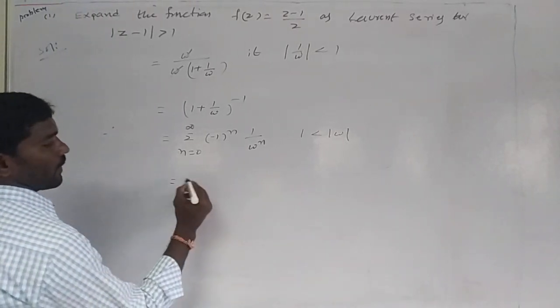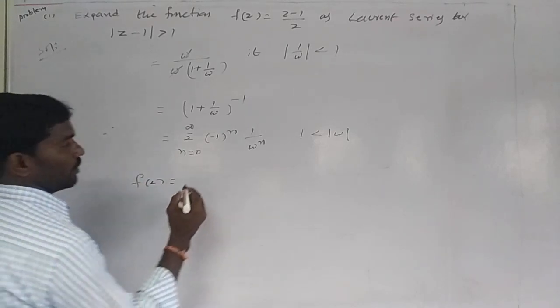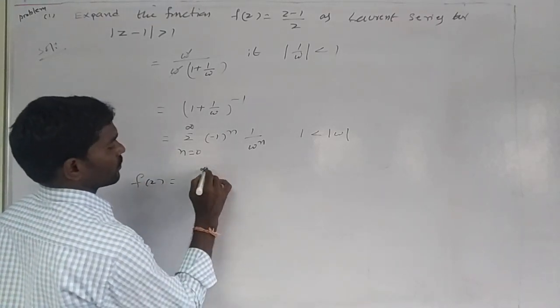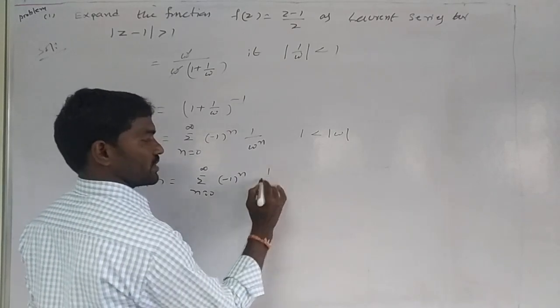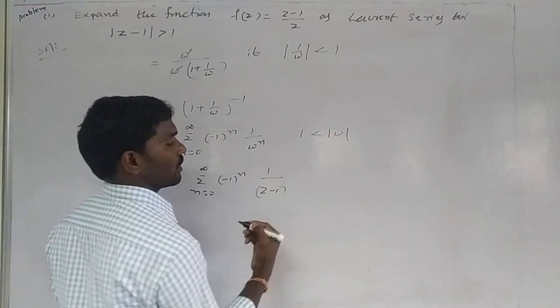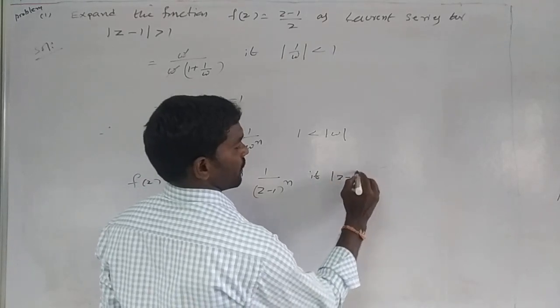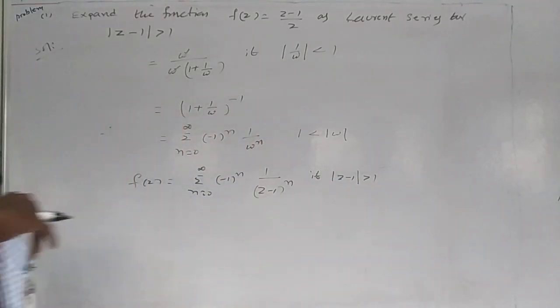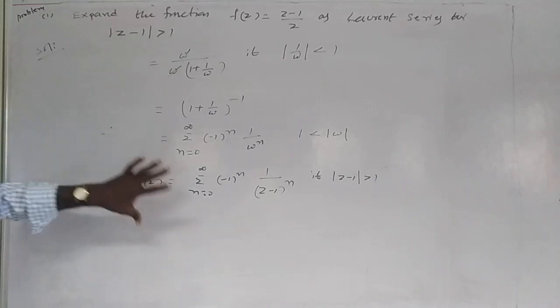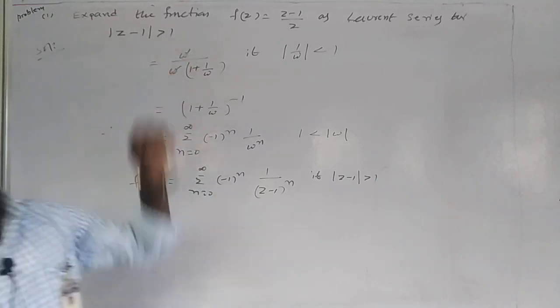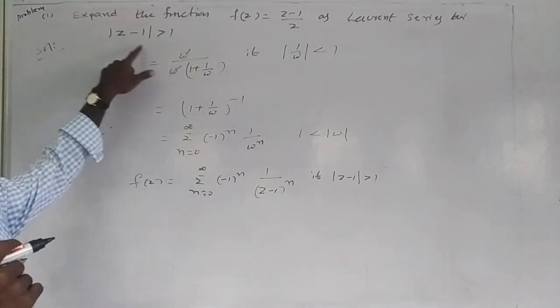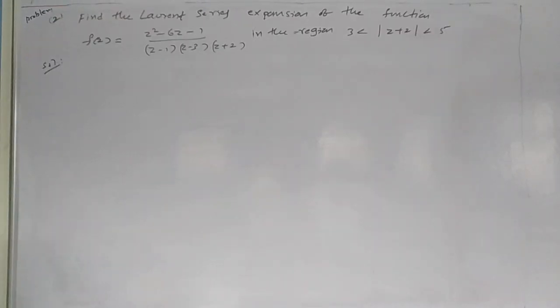That equals, w is nothing but z minus 1, whole power n. This result holds for modulus of z minus 1 greater than 1. This is the required expansion of the Laurent series in the region modulus of z minus 1 greater than 1. Next, second problem in Laurent series.